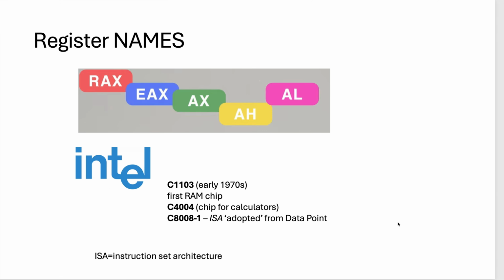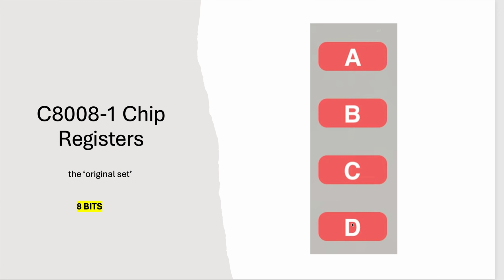Now the C8008-1, okay, that was the first real CPU. It was the first real chip that Intel developed. It would have been the first CPU to be considered an actual CPU like we would know it. And of course, Intel didn't even create it, they adopted the architecture.